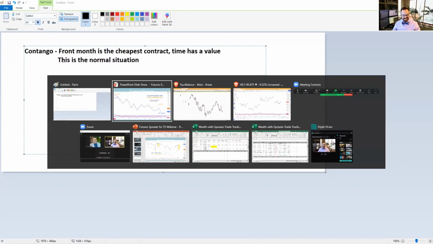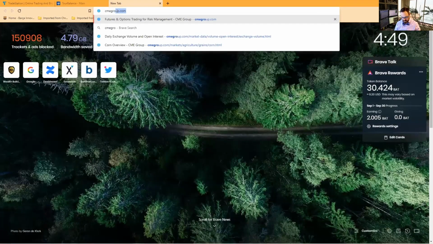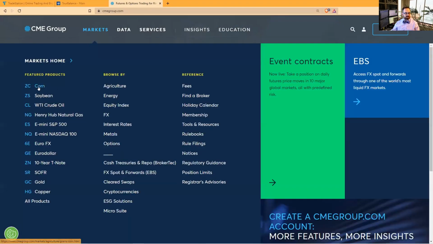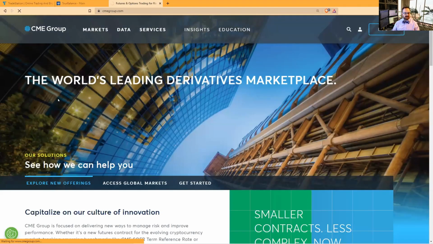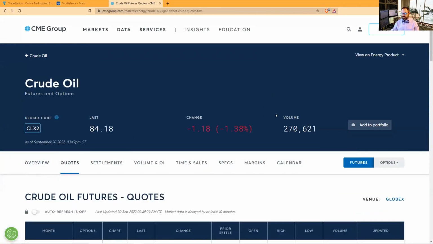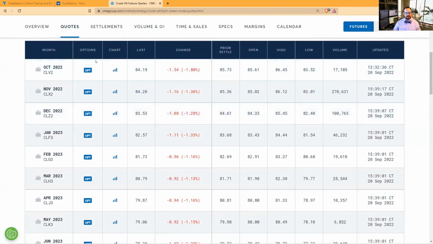So probably the easiest way to look at this would be for me to go out to the CME website and just look at a quote. Look at crude oil, see if that is contango. So looking at the quotes on crude oil here, and you can see it on your platform as well, just as easy. We look at the October contract, and right now that was trading at 84.19. Notice November 84.20, 80. Whoop, that is not contango, is it? Look how the contracts are getting cheaper the further you go. So that is something called backwardation.